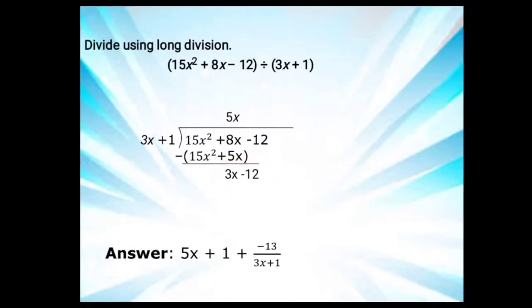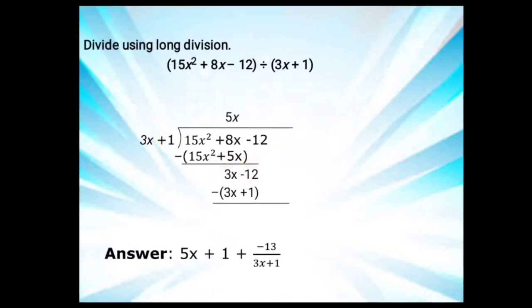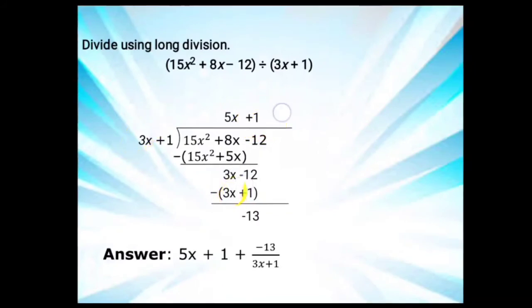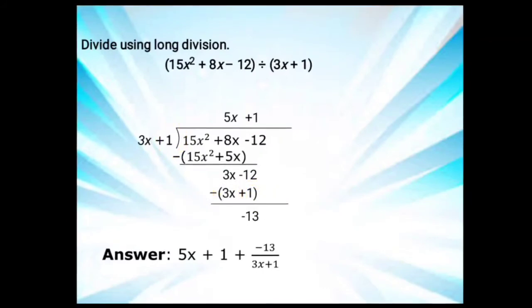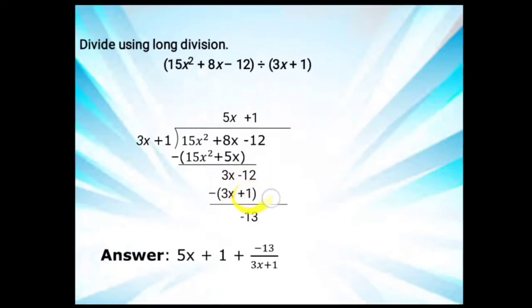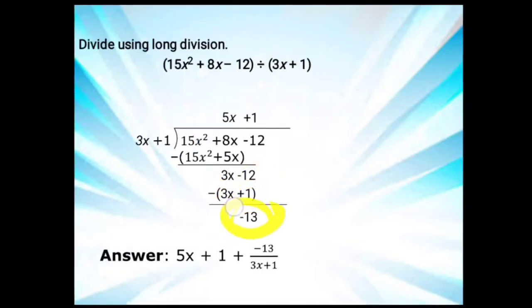Now, let's focus on how we are going to eliminate 3x. So 3x divided by 3x is 1. That's why we have here 1. So 1 times 3x is 3x. 1 times 1 is 1. Then let's proceed to subtraction. 3x minus 3x is 0. Then negative 12 minus positive 1: keep, change to addition, change to negative 1. So negative 12 plus negative 1 is negative 13.